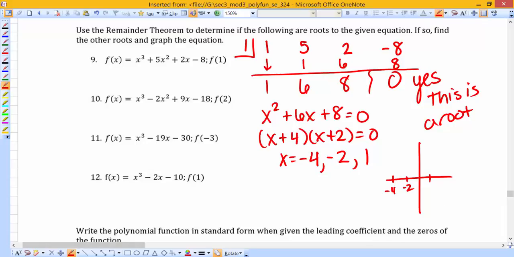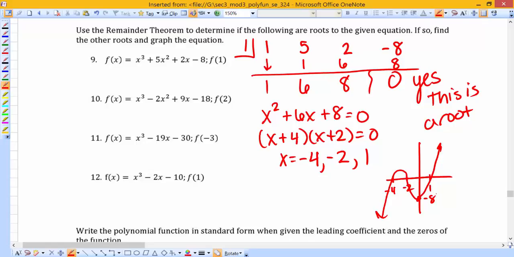So they all would cross. Every single one of these would cross. And my y-intercept was -8, so I would say that that's -8. So rough sketches, guys. You're going to go through and you're going to do this for 10, 11, and 12.